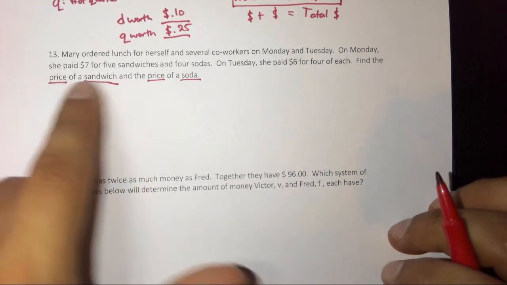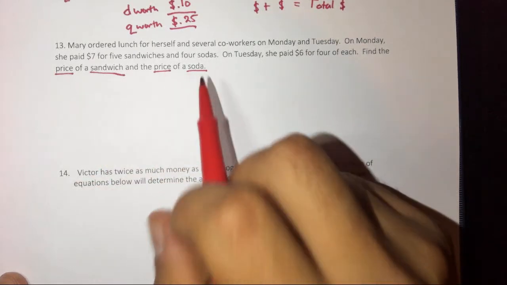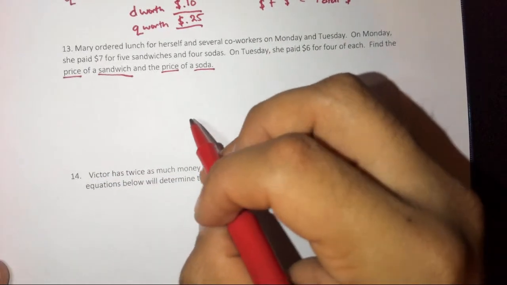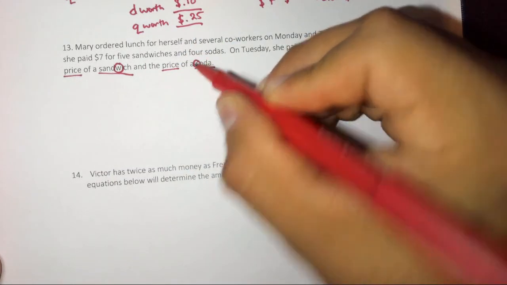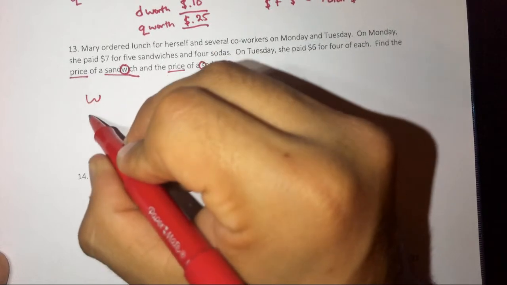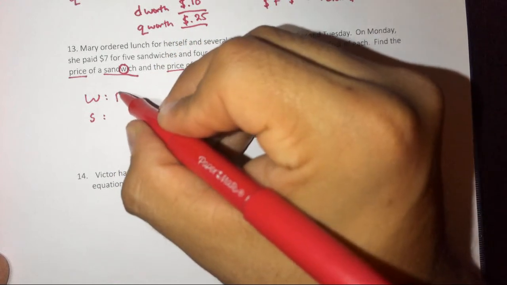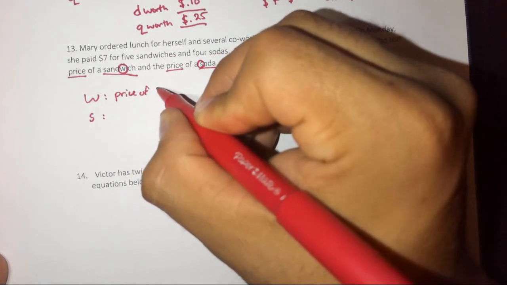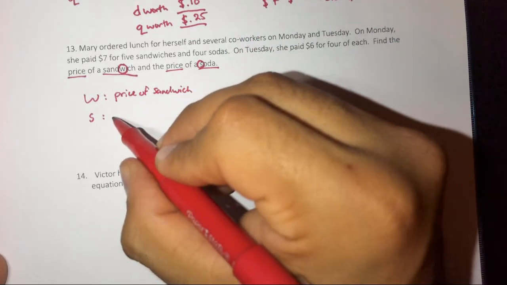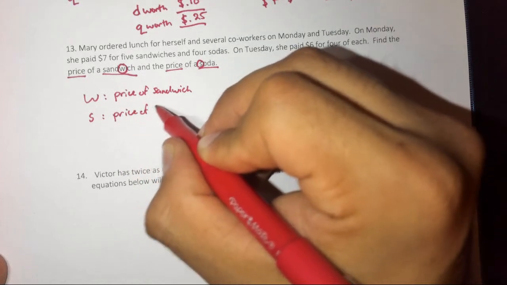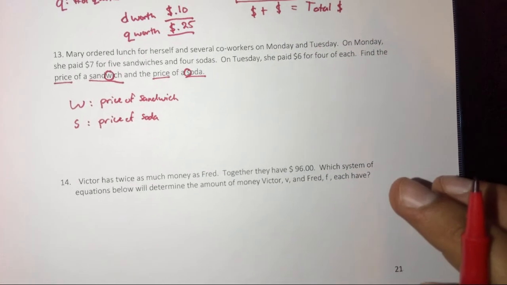So my two unknowns are going to be sandwiches and sodas. Since they both start with an S, I'm not going to use S for both. I'm going to use W for sandwich, and I'm going to use S for soda. So I'm going to go ahead and label my variables. W is going to represent the price of a sandwich, and S is going to represent the price of a soda. So W and S are my variables.